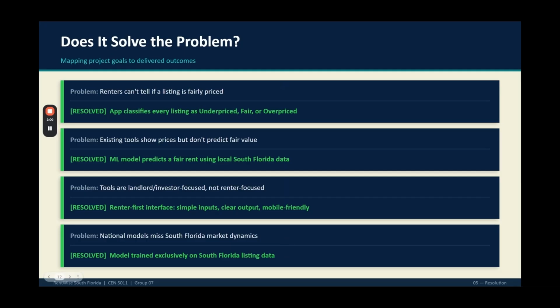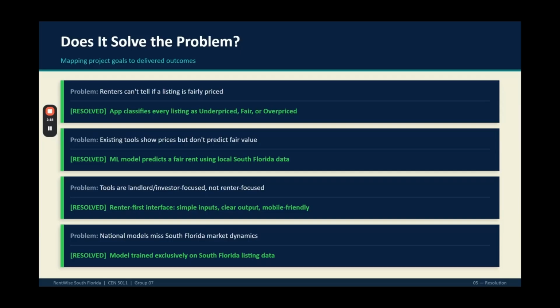Now, to the question, does it solve the problem? Overall, I would say that the project does solve the main problem that we started with. The whole issue was that renters usually can't tell if a listing is actually fairly priced, and our app gives them a direct answer by labeling it as underpriced, fair, or overpriced.